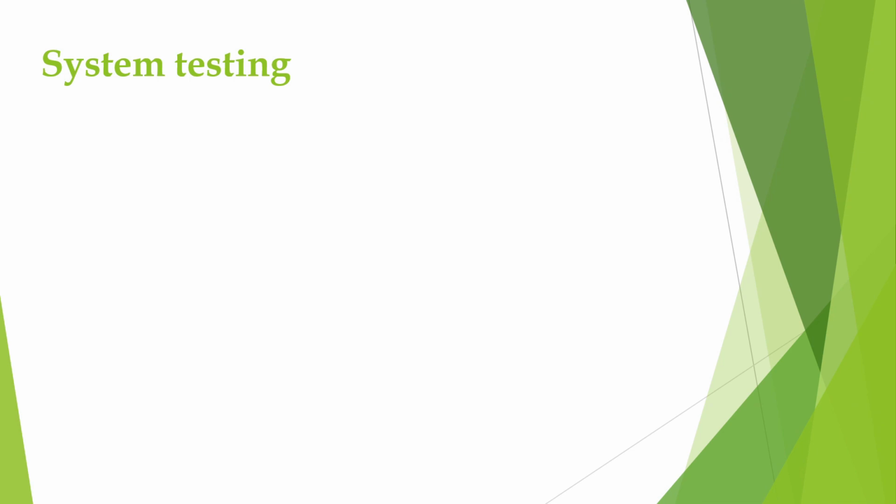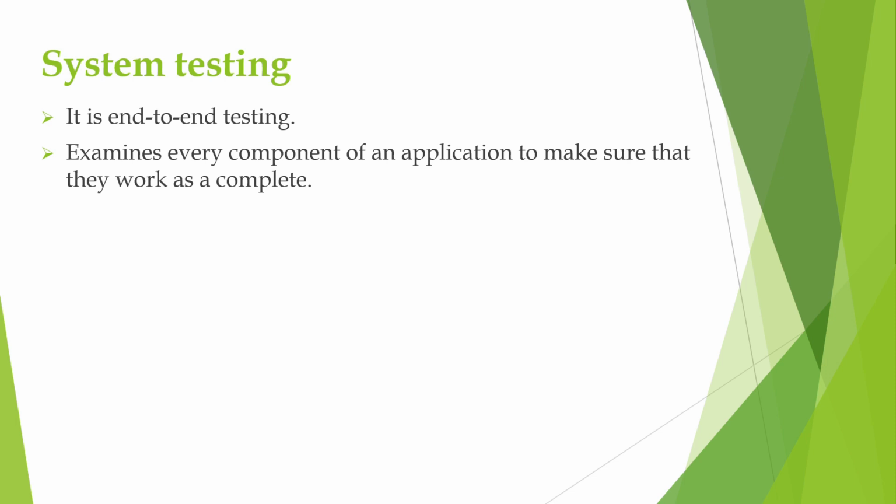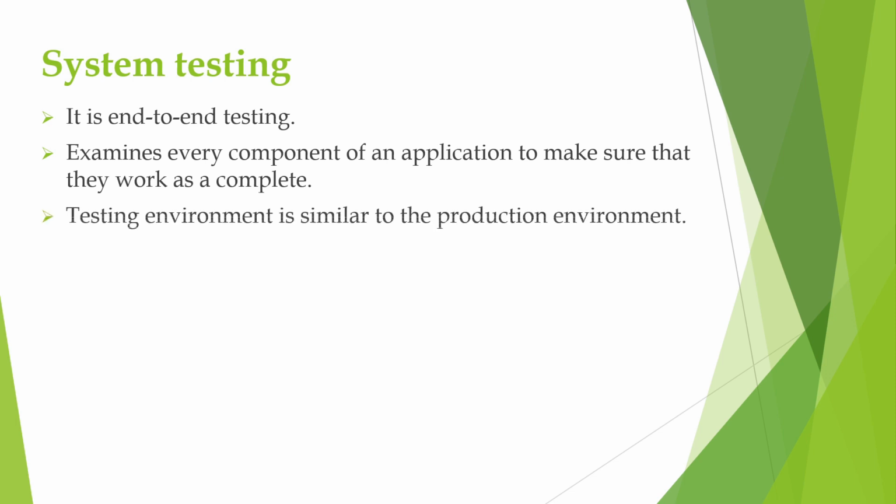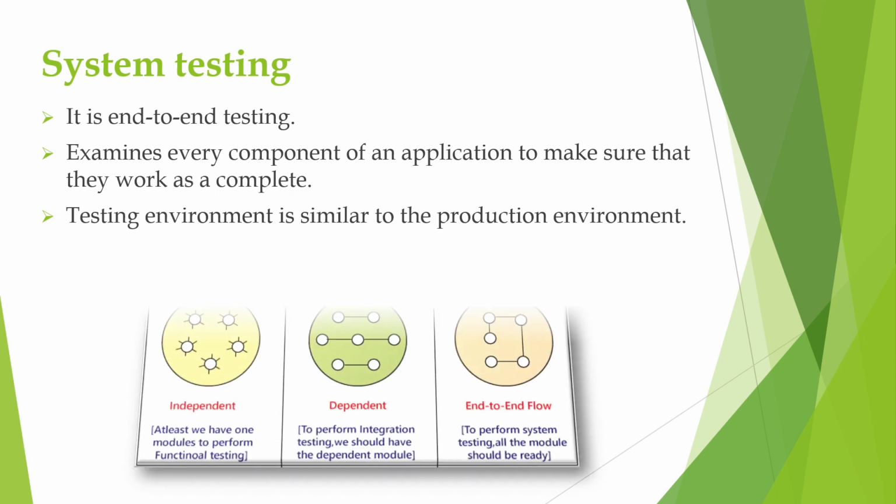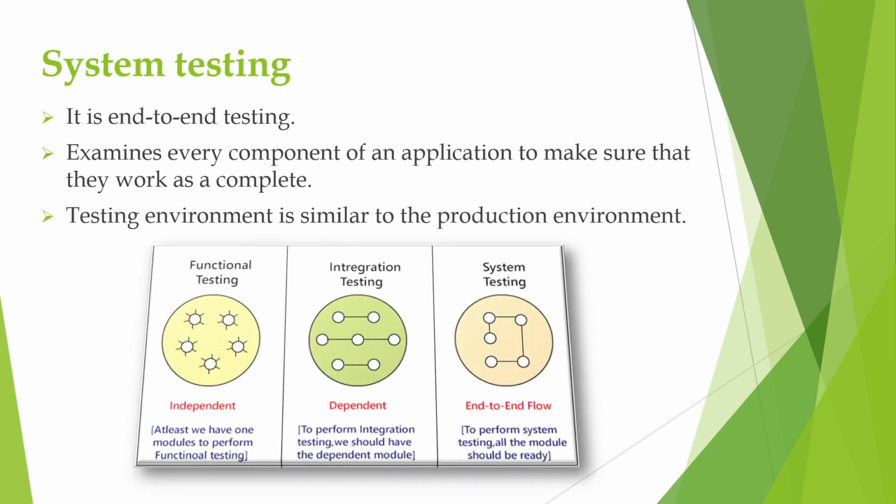System testing is an end-to-end testing, wherein the testing environment should be similar to the production environment. This system testing is performed after the integration testing and functional testing. It is a crucial phase in software development, wherein the entire software is tested as a whole. In this, we'll navigate through all the features of an application and check if the end-to-end business flow is working fine or not.